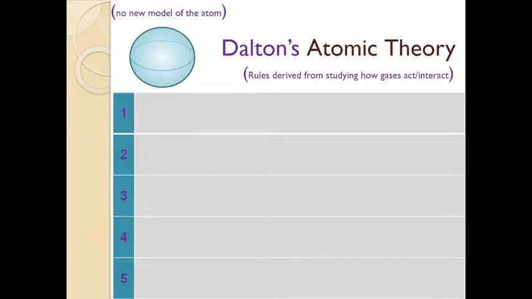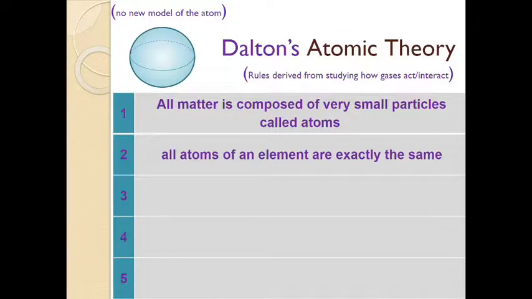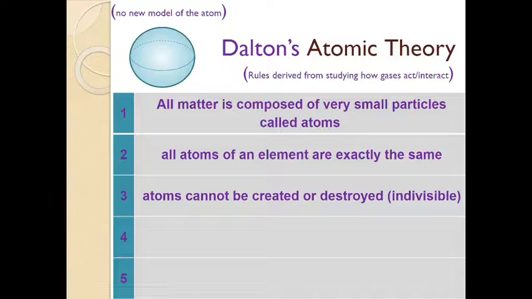So that's our person, the experiment, and the model. And now we just need to fill in his rules. These are his discoveries here. All matter is composed of very small particles called atoms, so everything is made of atoms. All atoms of the same element are exactly the same. We could switch them out and they'd all look exactly the same. Atoms can't be created or destroyed. Back to that idea of atomos, they're uncuttable, indivisible, unbreakable.